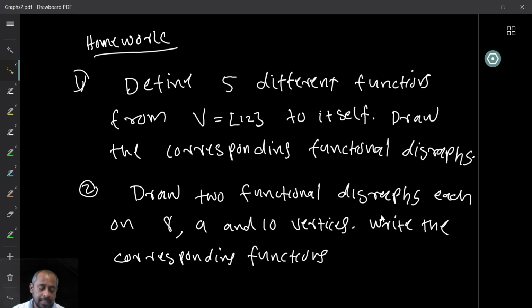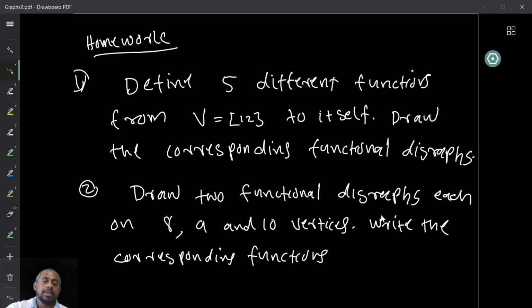The second part of the homework says to draw 2 functional digraphs, each on 8 vertices, 9 vertices, and 10 vertices. For each of these graphs, you write the corresponding functions. So basically, for each functional digraph that you make on 8 vertices, you write the corresponding functions, and then for the 2 on 9 vertices, you do the same thing.